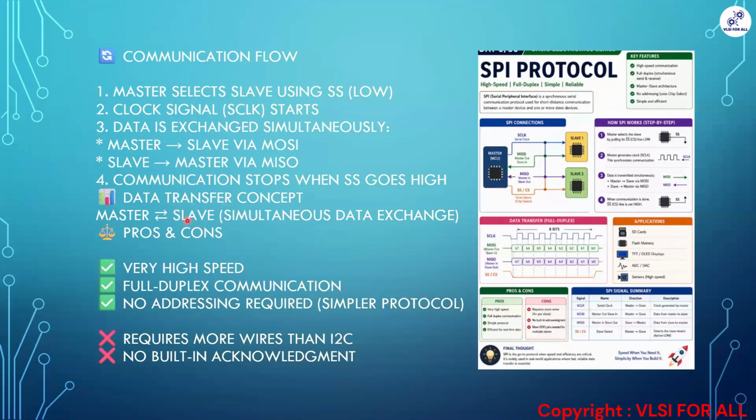Data transfer concept: master to slave, and simultaneously data exchange will happen. Coming to the advantages, it's a very high speed protocol compared to I2C, and it's a full duplex communication, whereas I2C is a half duplex communication, and no addressing is required. Like in I2C, we will be giving the slave address, whereas in SPI we are not giving any slave address. We will be directly selecting the slave.